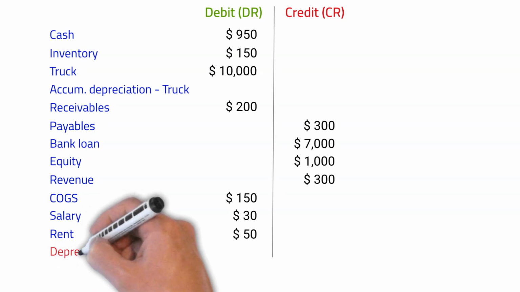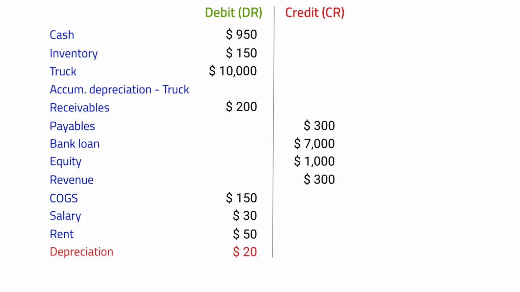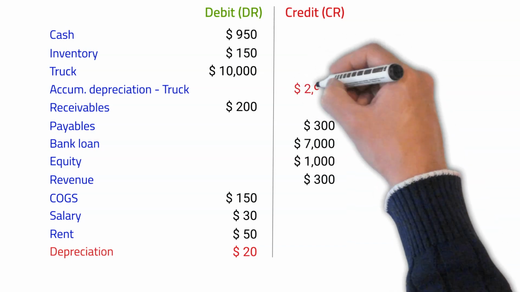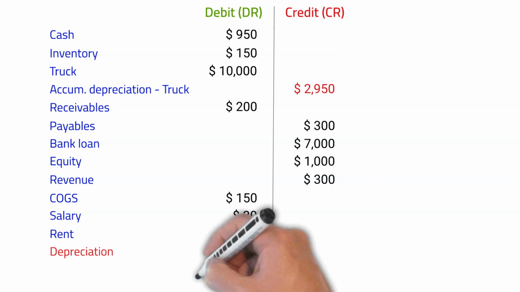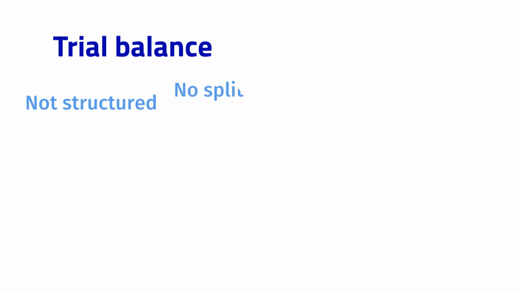For example, in our case, let's add depreciation of $20. There was no invoice for that, and it was not yet booked, or let's say we forgot it. That adds the same $20 to the accumulated depreciation. Our totals increase by 20 each and the trial balance still balances, 11,550 on each side.